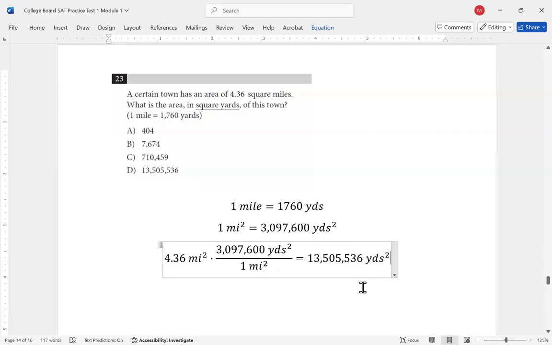And that's it. That would be the answer to question 23. Obviously, that's answer D there. So the answer to question 23 is D, 13,505,536.